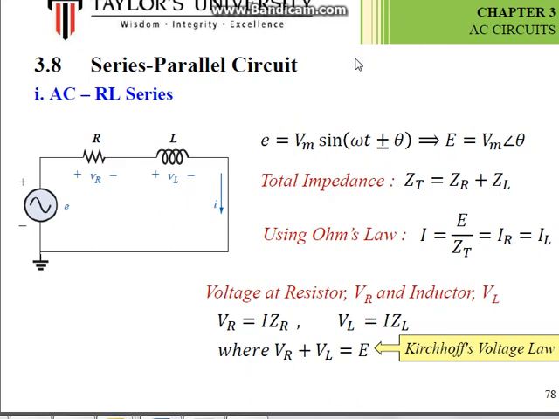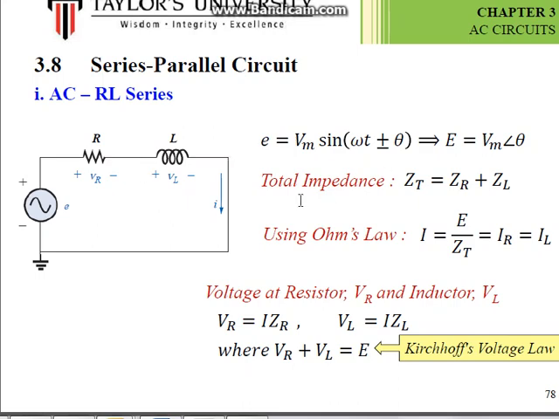So we're almost at the end of the chapter already. Just now we have looked at the basics of AC, and then after that series and parallel. So now we just look at some examples here. Okay, so this is a circuit. It gives you an R and an L.